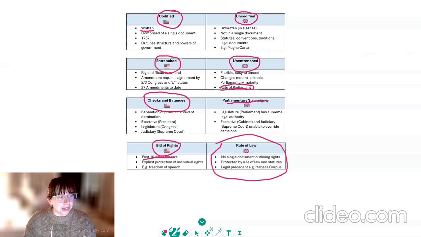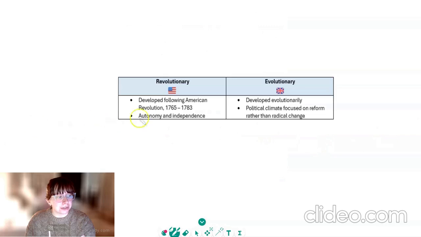Why do you think these kinds of changes arise? Why are there so many kinds of differences in constitutions between states? What that comes down to is, overall, the US's constitution is revolutionary and formal, while the UK's is evolutionary and flexible. The US developed following the American Revolution and it's heavily based on ideas of autonomy and independence. But in the UK, it developed evolutionarily in a political climate that's more focused on reform rather than radical change.